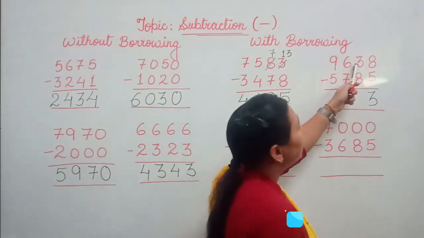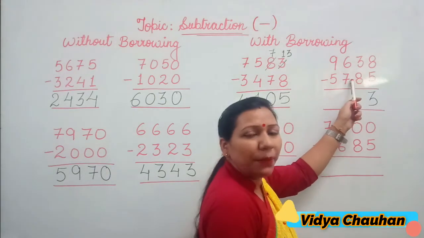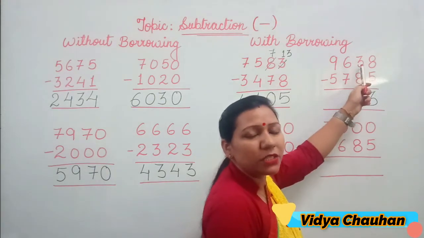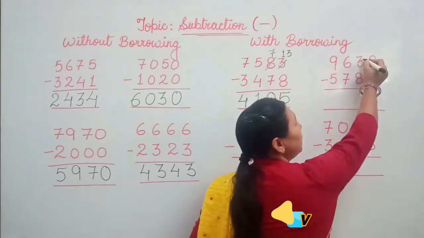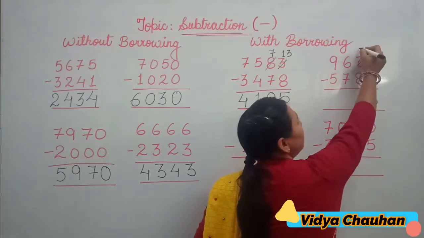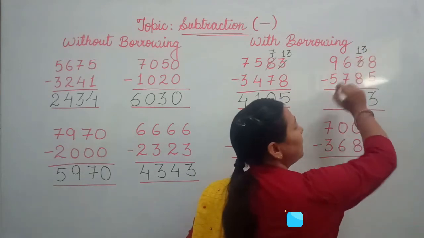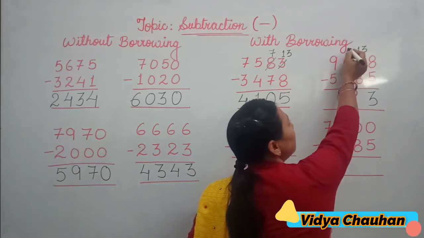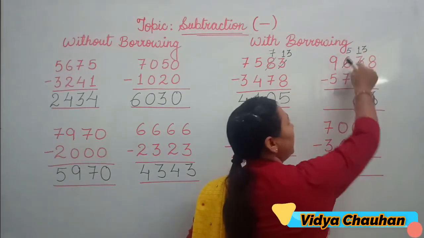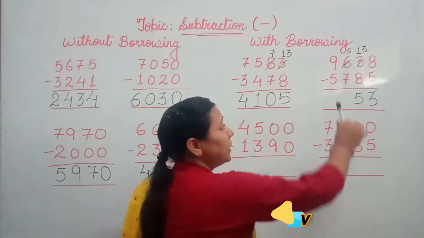Tens place, it is 3 minus 8. Once again we have a bigger value down and a smaller value in the upper one. So in that case, what you will do, you will take a borrow. The 3 will become 13, and from which place will it take a borrow? It will take a borrow from the 100 place. So 6 will become 5. Now 13 minus 8 is 5.